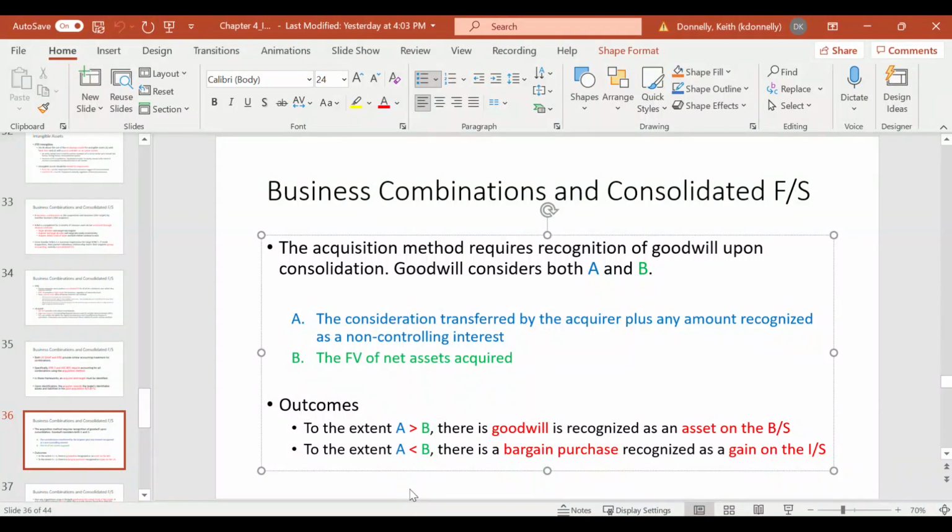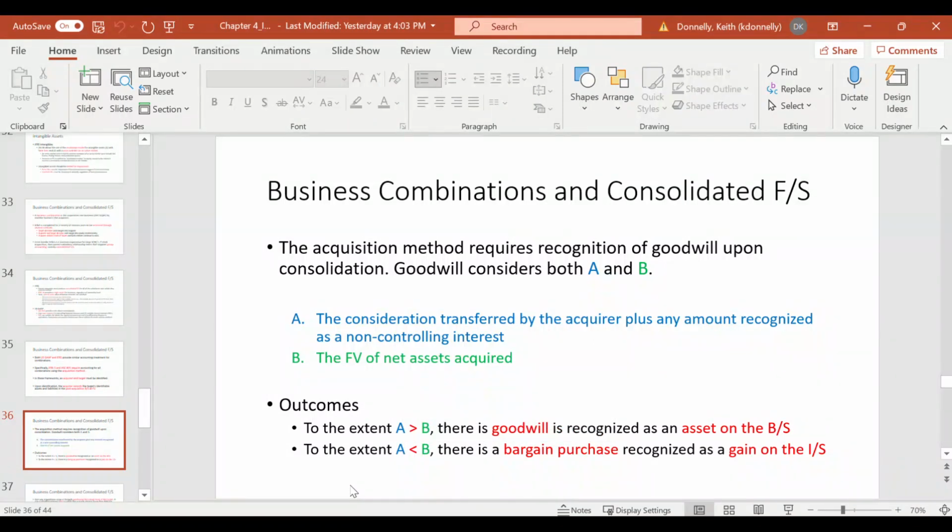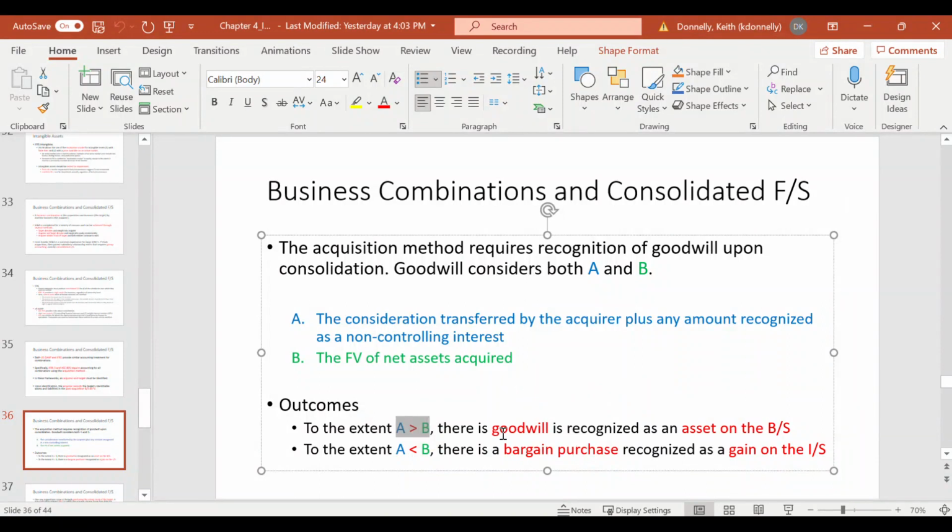However, to the extent A is less than B, this is going to be a bargain purchase. Basically, we got it for a good deal. We have to recognize a gain on the income statement. So in this case, if we paid 500 and we got something worth 600, A is going to be less than B, and we're going to have a $100 gain. So if we pay more for it, the excess is goodwill. If we pay less for the item we receive, it's going to be a gain on the income statement.